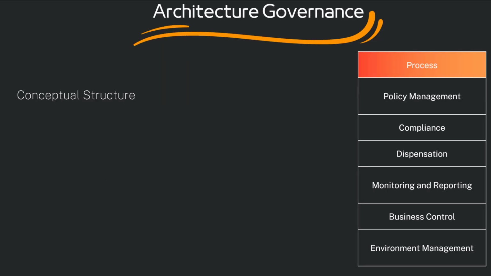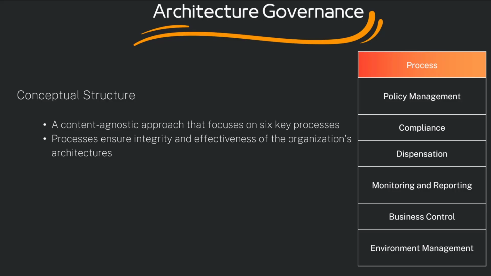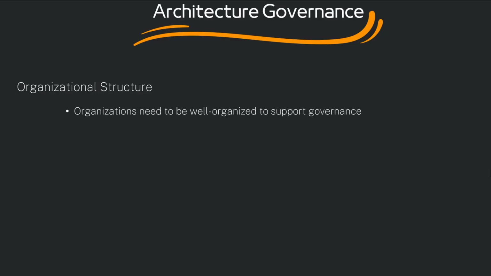When we talk about governance from a conceptual structure, it is a content-agnostic approach that focuses on the key processes, including policy management, compliance, dispensation, monitoring and reporting, and business control and environmental management. The process ensures integrity and effectiveness of the organization's architecture. From an organizational view, organizations need to be well organized in order to support governance.